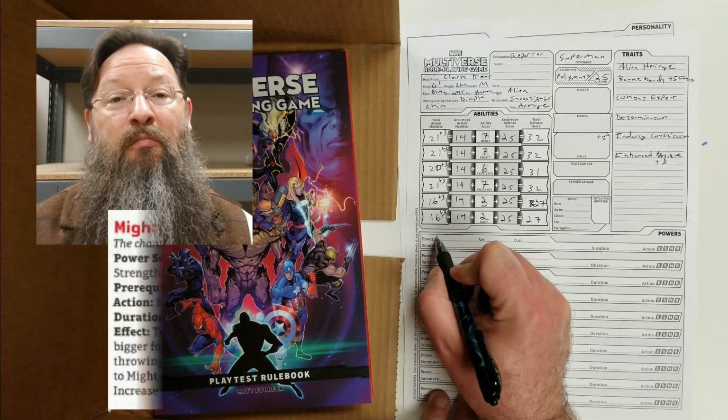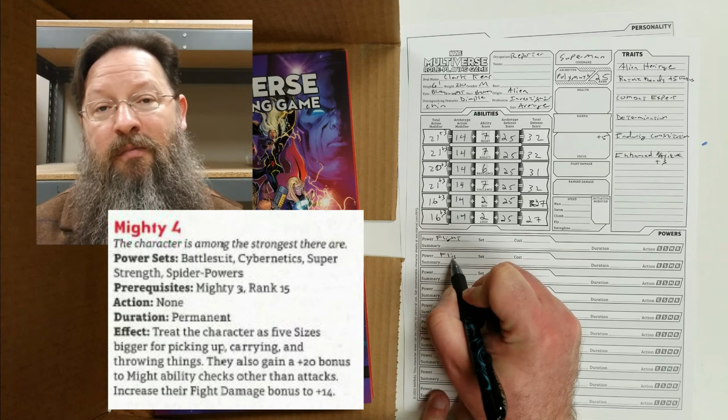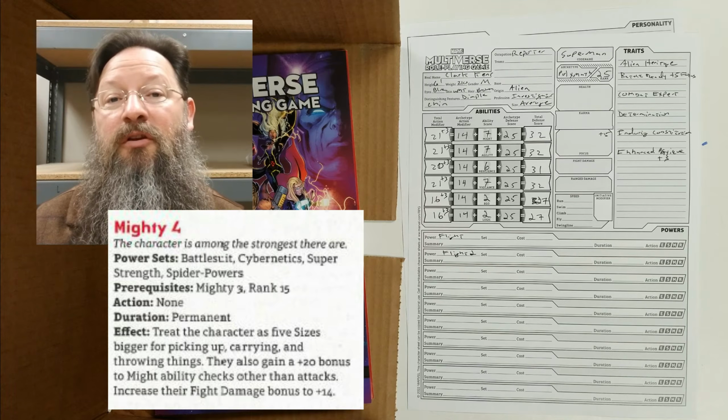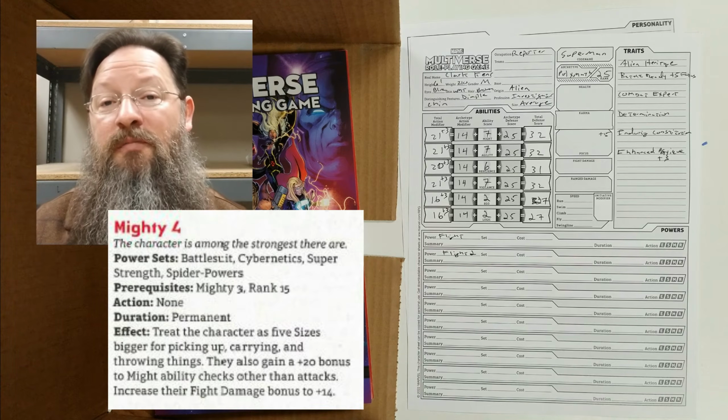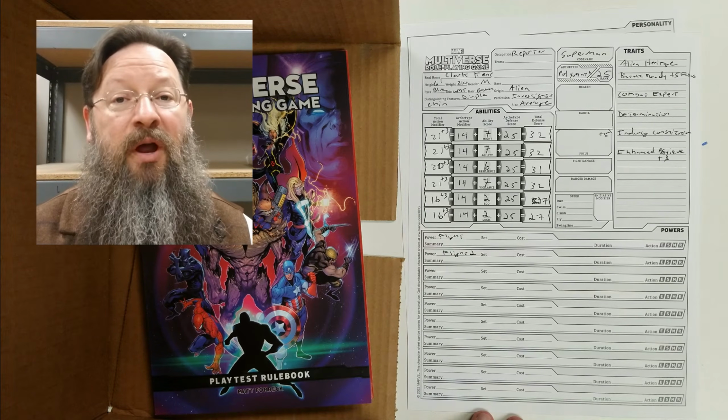We'll also pick Might 4 over on page 82. And to have Might 4, you've got to have Mighty 1, 2, and 3 first. Mighty gives you the ability to do things like picking up super heavy objects and also gives you bonuses to Might ability checks. And that chews up 4 more of our pool of 17 powers.